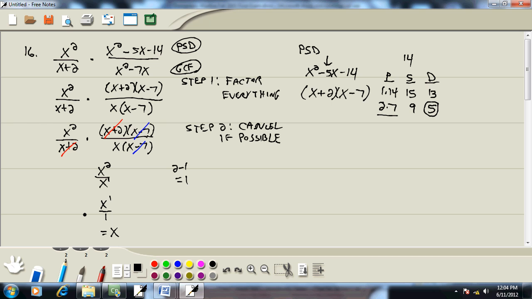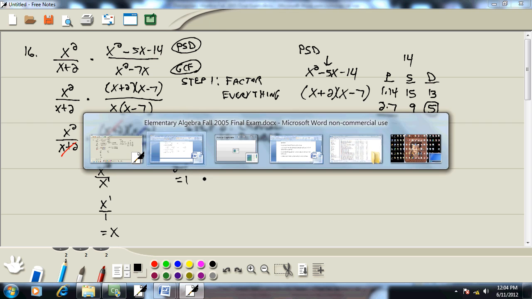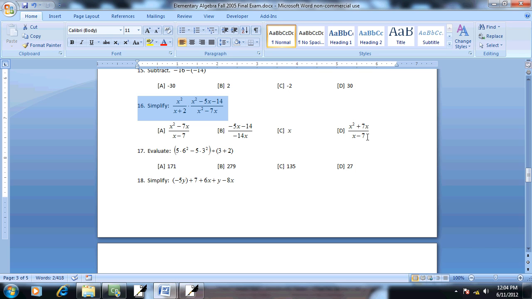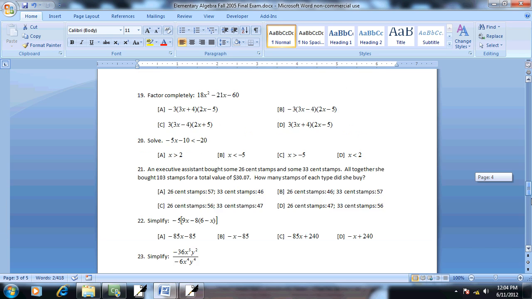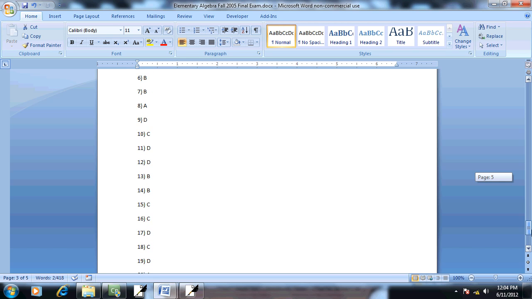Now we don't have to do step 3 here, so I guess I won't write it down. But step 3 says after you cancel, then you multiply your top parts together and multiply your bottom parts together. Now usually with rational expressions, that means just putting them right next to each other, not actually multiplying them through. So let's see what we got here. X, that'd be C. So 16C. Yep.